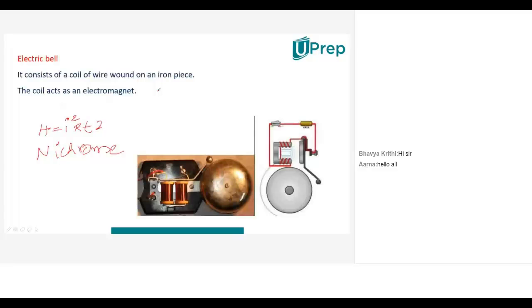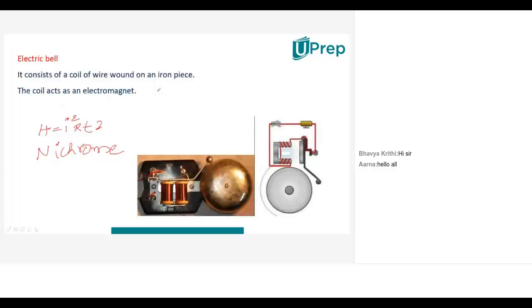If electricity is switched off... Sir, your voice is breaking. Again, if electricity is passing through it, then it will behave like a magnet. Now, is it clear, Bhavyakriti? Yes, sir. Now it's clear. Okay. So, if electricity passes through it, it will behave like a magnet. If electricity is stopped, then it will not behave like a magnet. That is called an electromagnet. So, an electromagnet is a temporary magnet. It is not a permanent magnet.